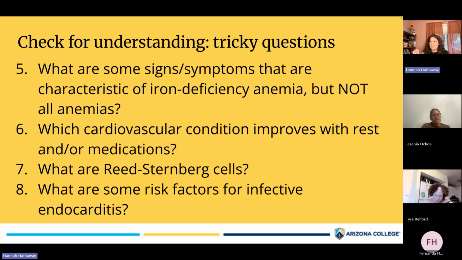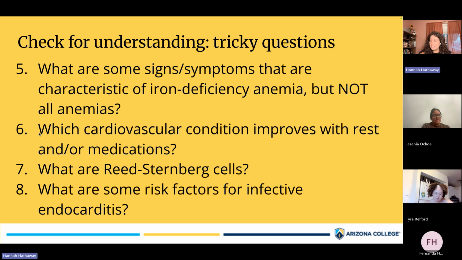Okay, what are some signs and symptoms that are characteristic of iron deficiency anemia, but not all anemias? Pica? Yep, that's our classic one. The eating non-food stuff. And then some of the other ones. Yeah, definitely, iron deficiency, for sure. The iron deficiency can also cause changes in your hair and nails. So like hair loss, brittle hair, brittle nails, those spoon-shaped nails, things like that are also commonly associated with iron deficiency anemia.